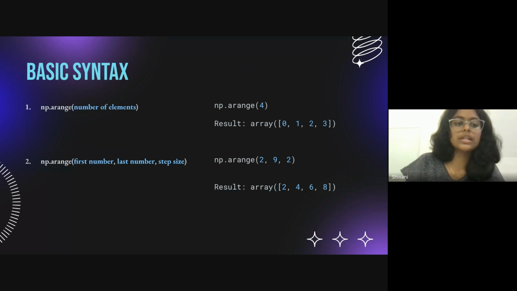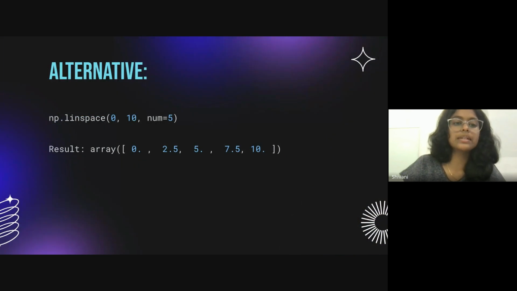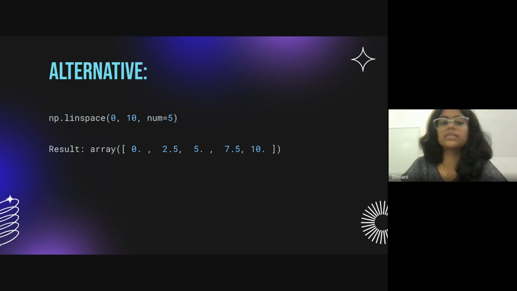An alternative to this would be linspace, where it would result in floats, and num equals 5 means 5 elements in total, where the step size is not specified. This is useful when you don't know what the step size will be. For example, you want to divide 100 numbers into 50 different sections and you don't know the step size. It will automatically create the step size for you, and in this case it will be like 2.5, 2.5, 2.5. So if you don't know the step size, it will calculate it for you and give you the numbers.